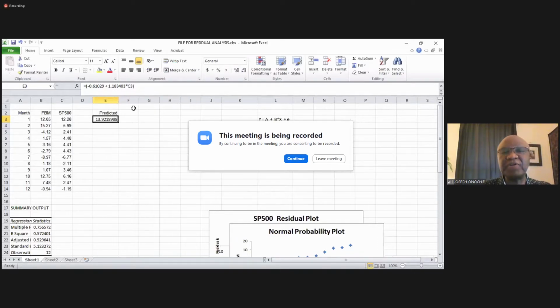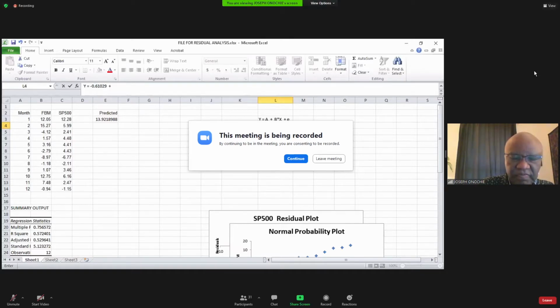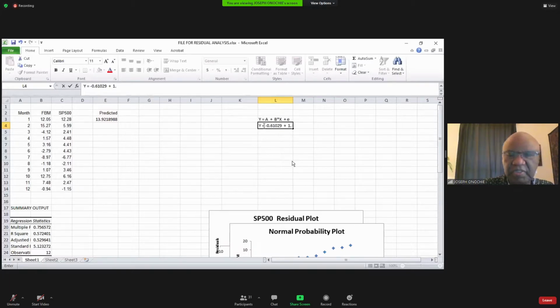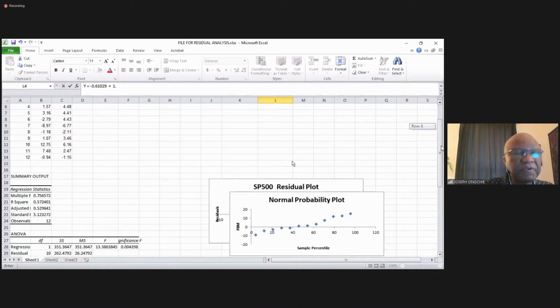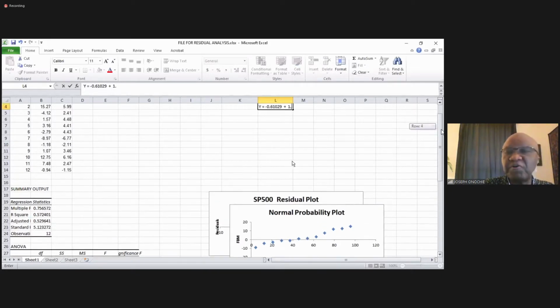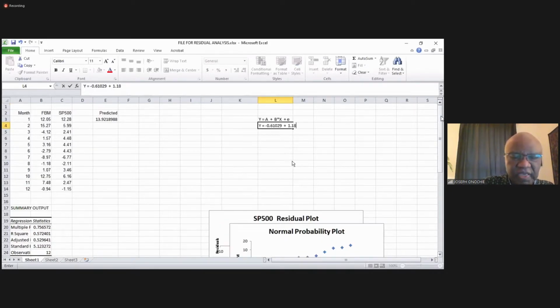Essentially, I have said, okay, that my equation, so my y, let's call it y hat, is equal to negative 0.61029 plus, what was it again? 1.183403 times x.